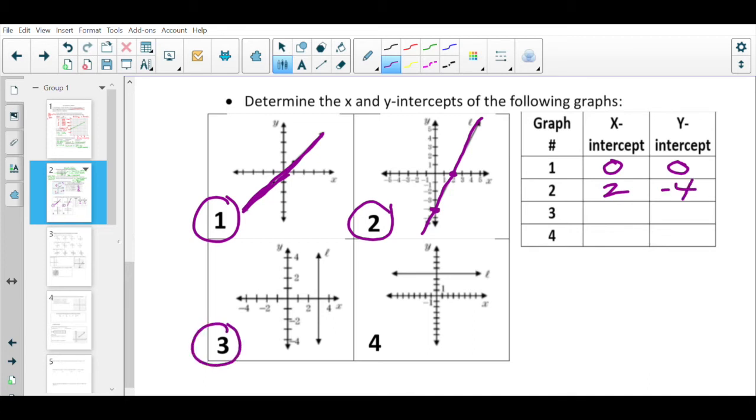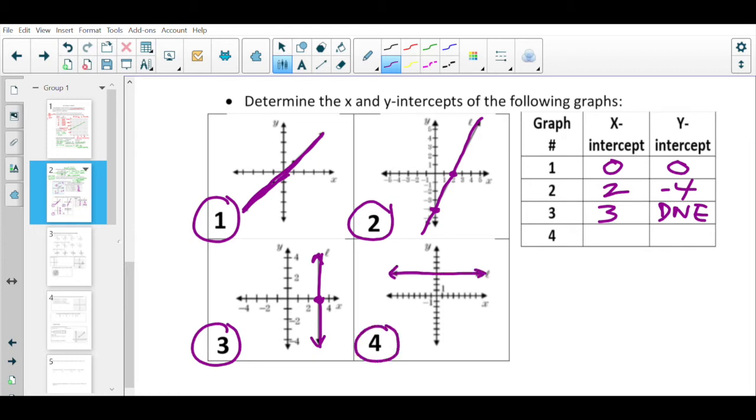Graph number 3. This is a vertical line, and the x-intercept here is 3, and a vertical line never touches the y-axis, so there's no y-intercept, so DNE or does not exist.